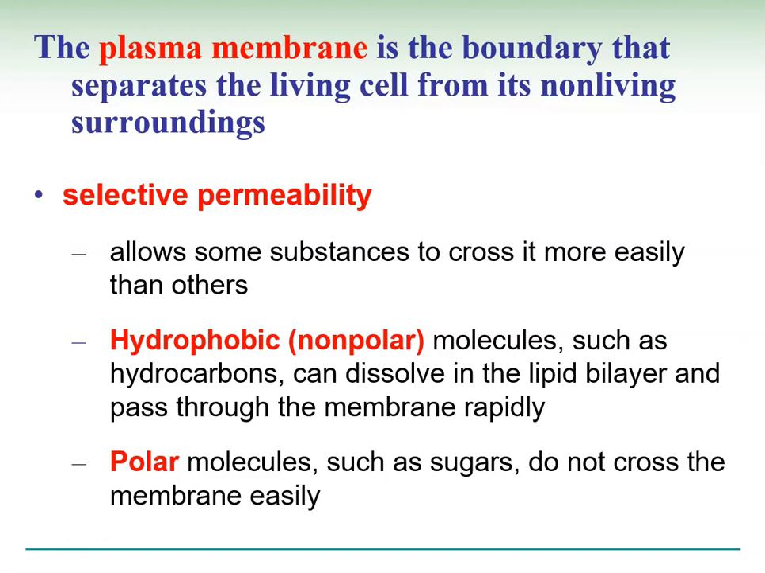You might recall from the previous chapter, Chapter 4, an introduction to the cell and the cell parts, that we learned that the plasma membrane is the boundary that separates the living cell from its non-living surroundings. Plasma membranes are also known by other names, so if you see or hear me use this term, I'm using them interchangeably with one another. So the cell membrane would be another term for the plasma membrane.